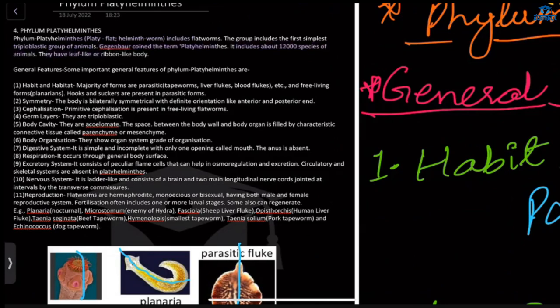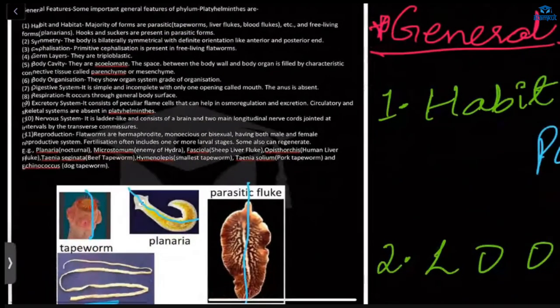They have a leaf-like or ribbon-like body. Majority of forms are parasites like tapeworms, liver fluke, blood flukes, etc., and free living forms like planarians. Hooks and suckers are present in parasitic forms kyunki attachment ke liye. Symmetry: body is bilaterally symmetrical with definite orientation like anterior and posterior end. Cephalization: primitive cephalization is present in free living flatworms. Germ layer: they are triploblastic. Body cavity is acoelomate, space between the body wall and gut is filled by characteristic connective tissue called parenchyma or mesenchyme.